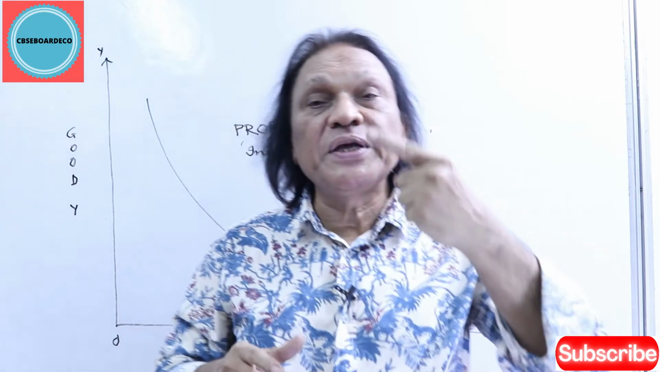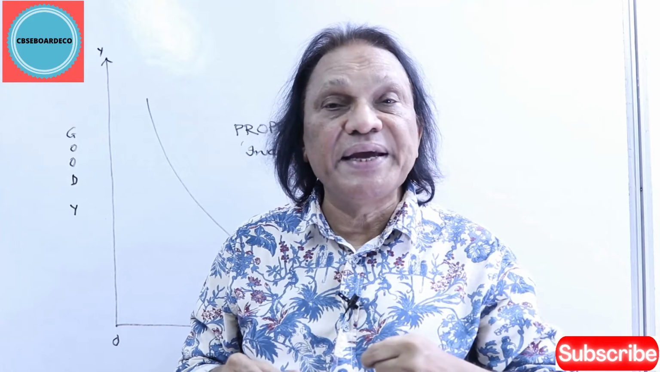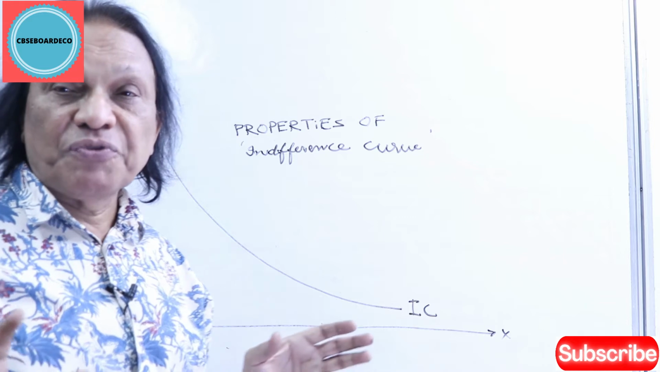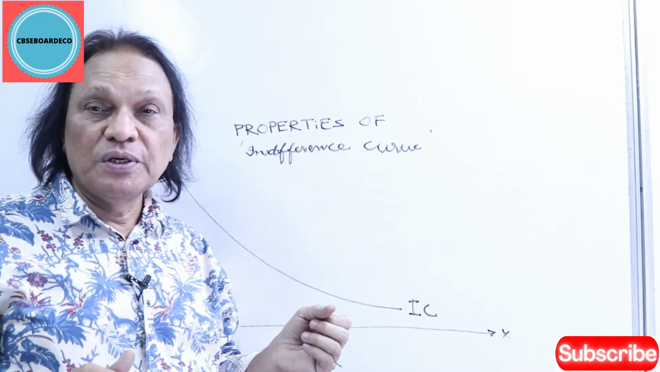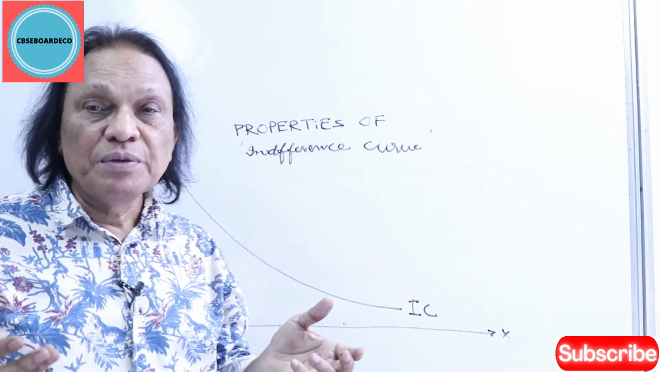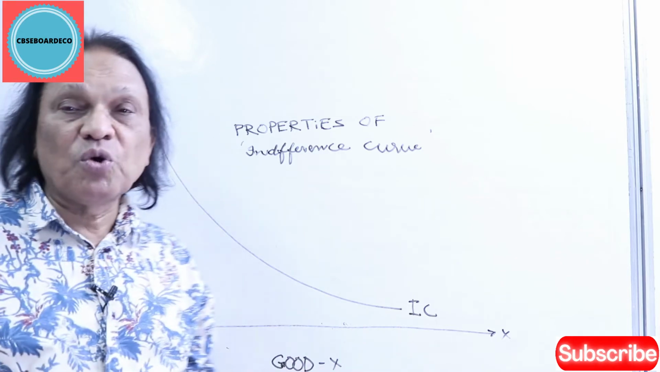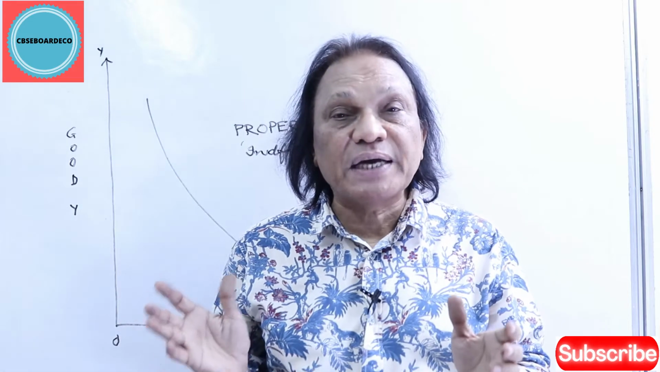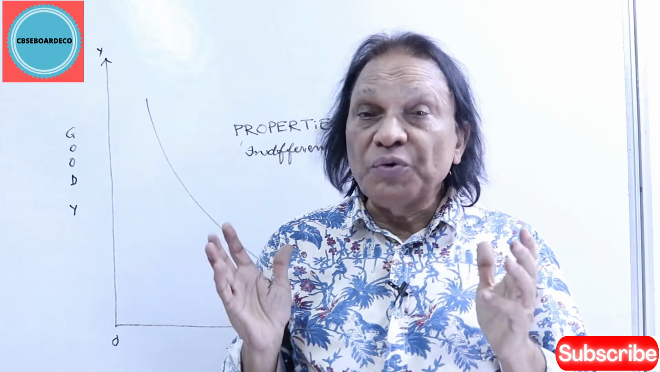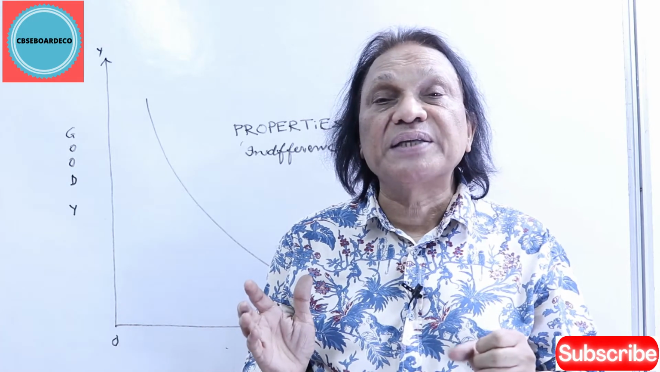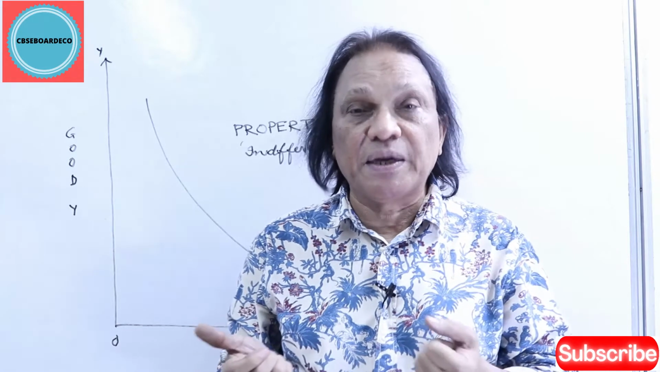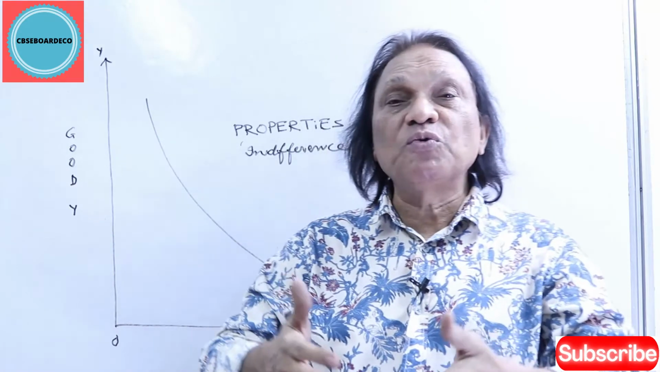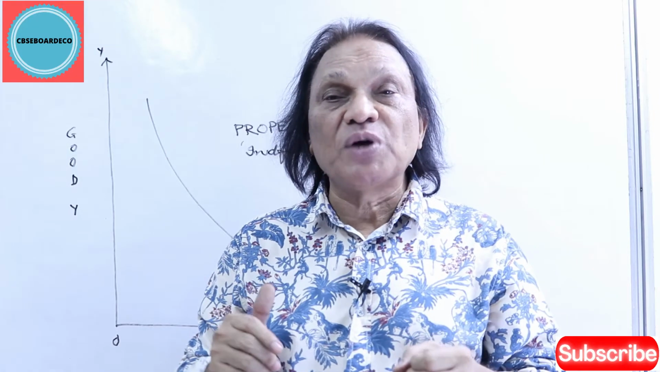The first property, look at the graph: an indifference curve always slopes downwards. Why does it slope downwards? Because if the consumer is buying more of good X, he has to sacrifice good Y. Why? There are two reasons. Number one, he is constrained by his income because he has limited income. Only when you give up good Y will you be in a position to buy more of good X.